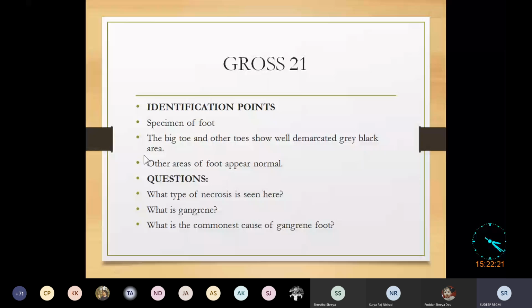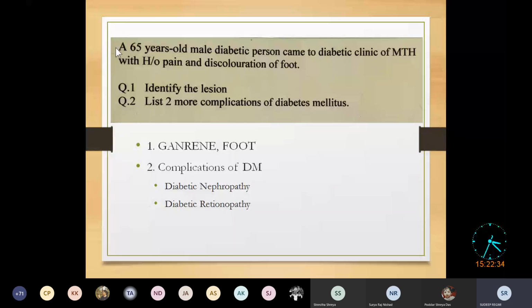So the questions can arise: what type of necrosis is seen here? What is gangrene? And what is the commonest cause of gangrene foot? And a question in the practical might come of a 65 years old male diabetic person who came to the diabetic clinic of our hospital with history of pain and discoloration of the foot. Identify the lesion. So identification is gangrene foot. And the next question is: list 2 more complications of diabetes mellitus.